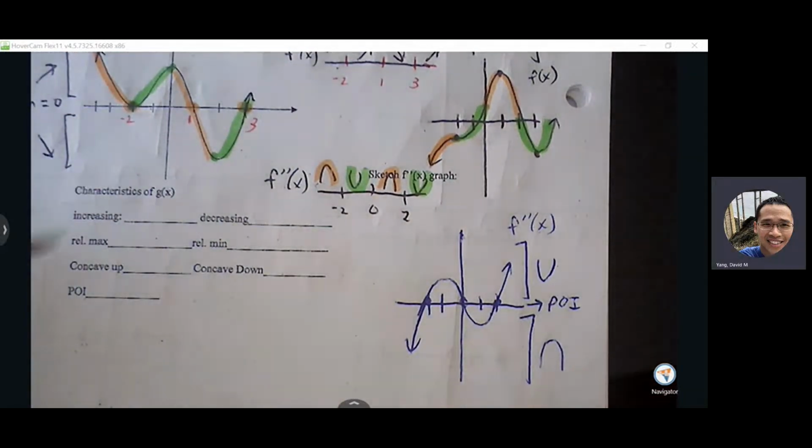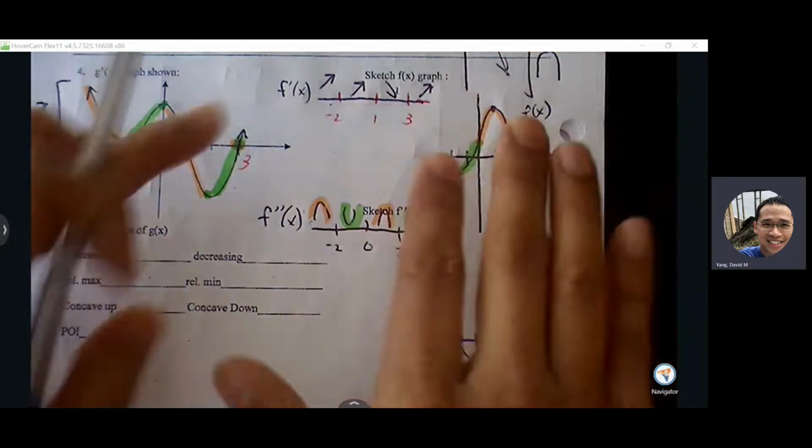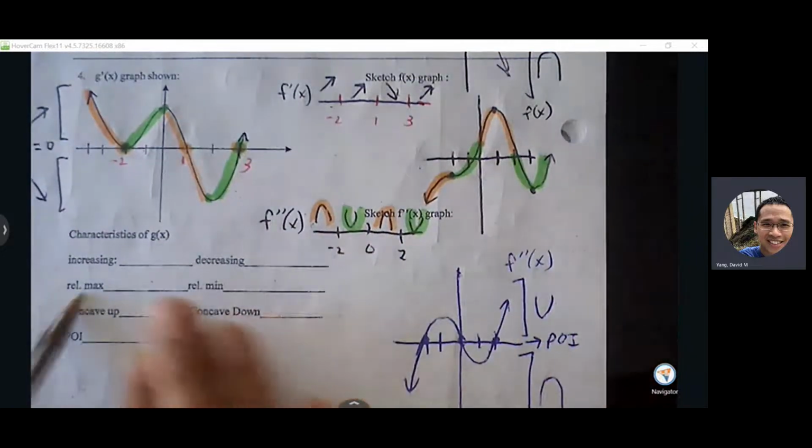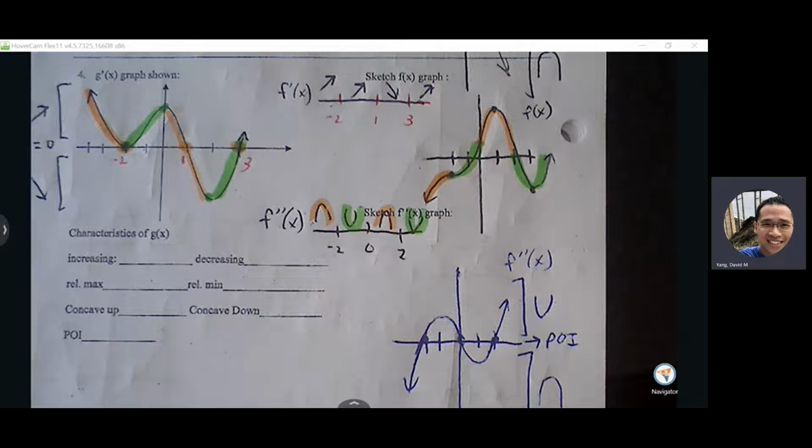Okay, so now it's the easy part. The easy part is filling the characteristics, because if you have these slope and concavity sign lines filled out, you're really just translating all those symbols into intervals. Okay, so see if you can fill out those characteristics.